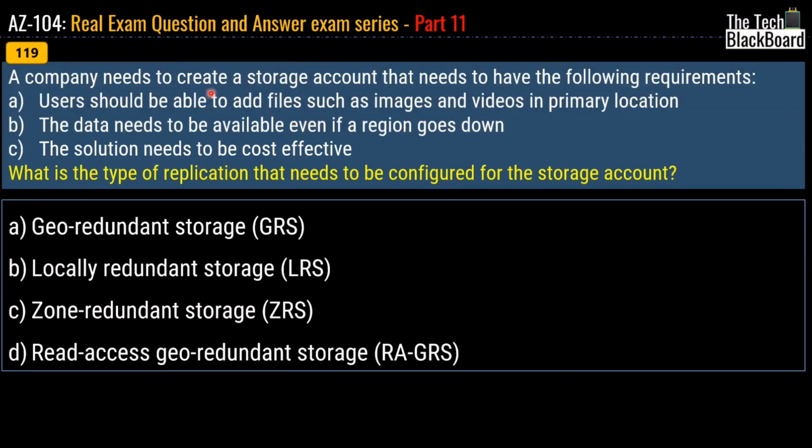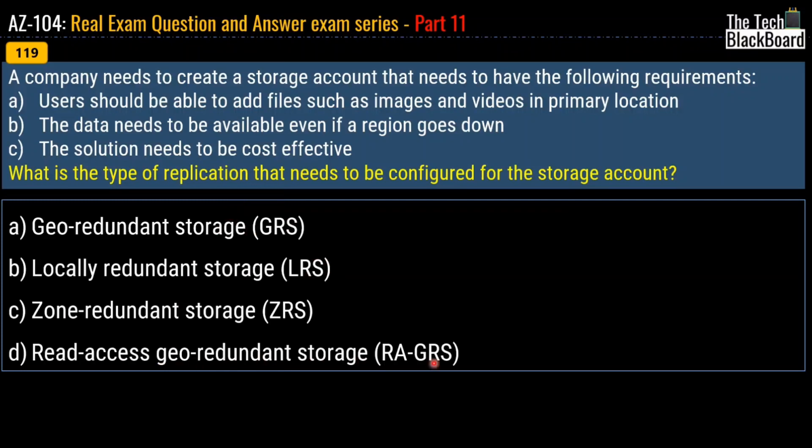The question says a company needs to create a storage account that needs to have the following requirements. The first requirement is that users should be able to add files such as images and videos in the primary location. The second one is the data needs to be available even if a region goes down. Then the third requirement is the solution needs to be cost effective. What is the type of replication that needs to be configured for the storage account? And your options are geo-redundant storage, locally redundant storage, zone redundant storage, and read access geo-redundant storage. So which one do you think of these four is the correct answer for this question?